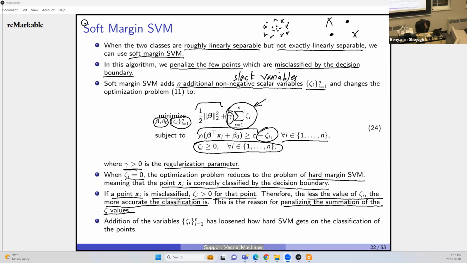The addition of the variables zeta i, from 1 to n, has loosened how hard SVM gets on the classification of the points. It's as if soft margin SVM tells hard margin SVM, don't take it hard on the points. You don't need to be very harsh.